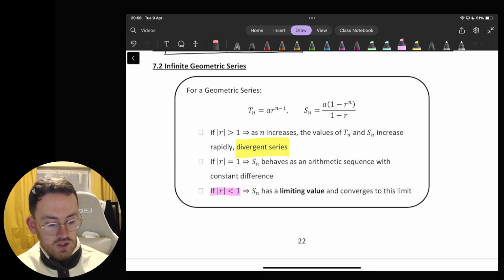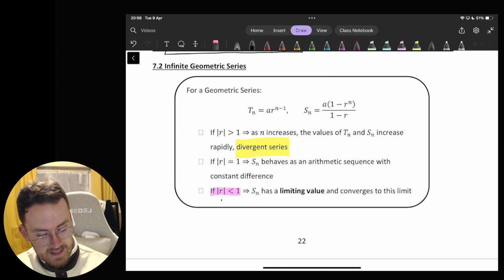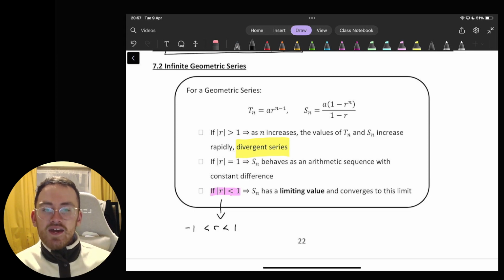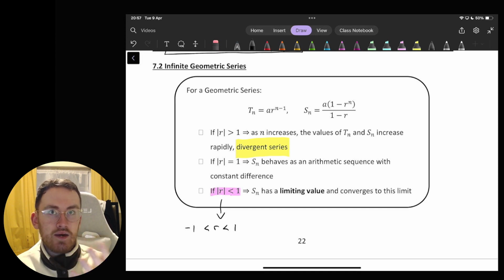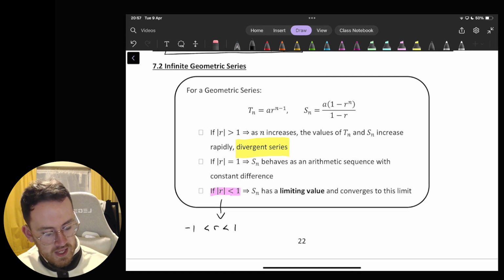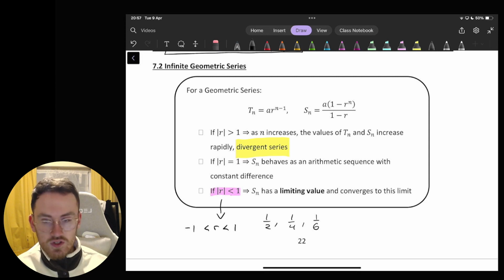The main one we're going to be looking at really is this last case. If the modulus of my common ratio is less than 1, and if we want to expand upon that a little bit, what that really means is if it's between plus and minus 1, then we will say that the sum has a limiting value. And all that we mean by that is if the ratio is a fraction less than 1, nearly a proper fraction, where the denominator is bigger than the numerator, say a half, a quarter, a sixth, and so on, then my sequence is going to converge to a limit.